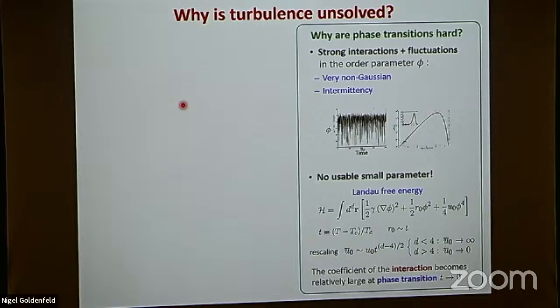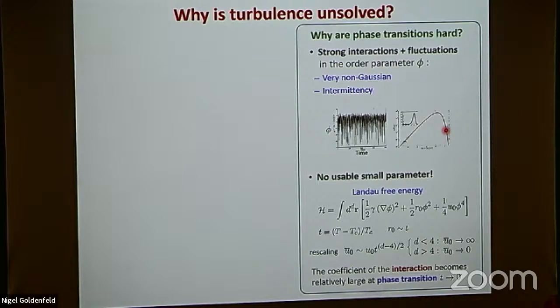So if you want to understand why the turbulence problem is hard, you might ask yourself, well, why is the phase transition problem hard? Okay, so why is it hard? Well, you have an order parameter which is strongly interacting, and the fluctuations in that order parameter are very non-Gaussian, and you have intermittency. And so here are some simulation data. This is the probability distribution of fluctuations. It's not a very good graph here, but it doesn't matter. And you can see there's non-Gaussian, a lot of skewness evident.